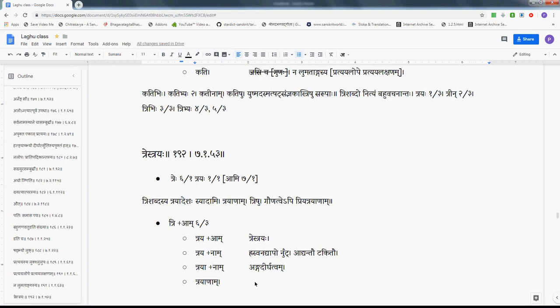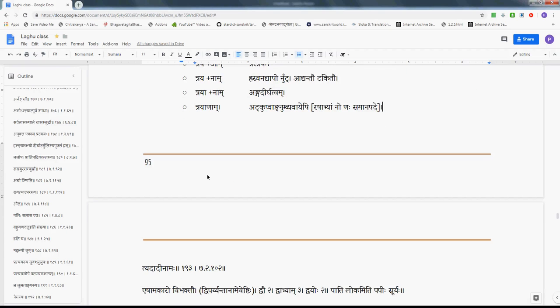Not murdhanya, natvam. Nodha samanapade. So, atkup vangnum yavayepi. Epi. Rashabhyam, after a repha or shakara, rashabhyam no naha. Nakara will take naha adesha, samanapade, when it is in a samanapada. This is a samanapada. Trayanam is a single pada. Therefore, repha in trayanam and nakara in trayanam both are in the same pada. So this is where we were.